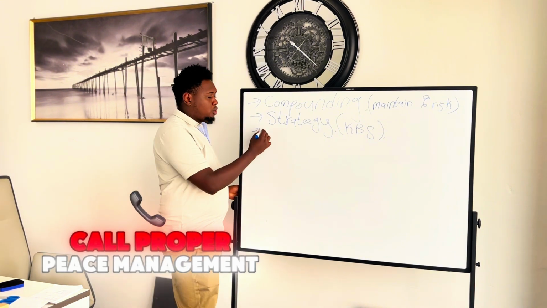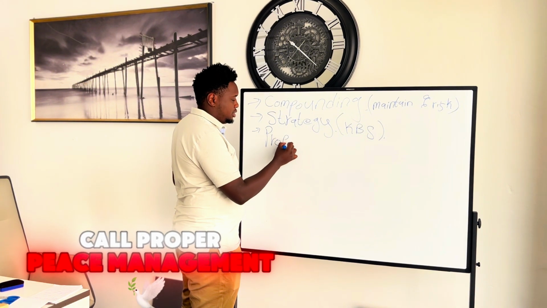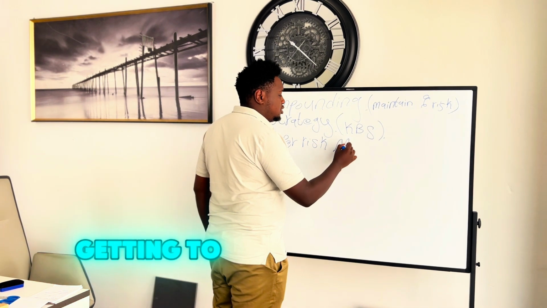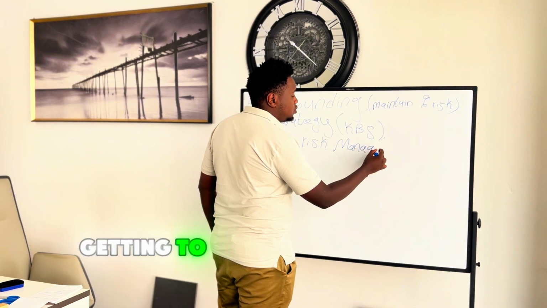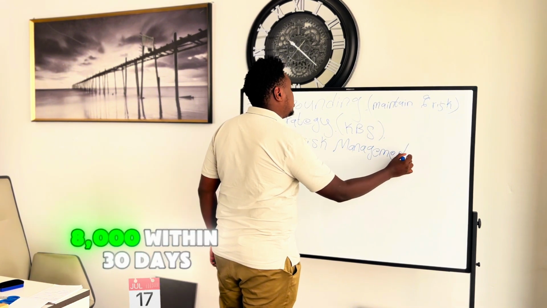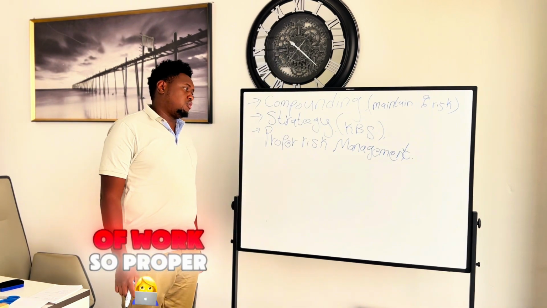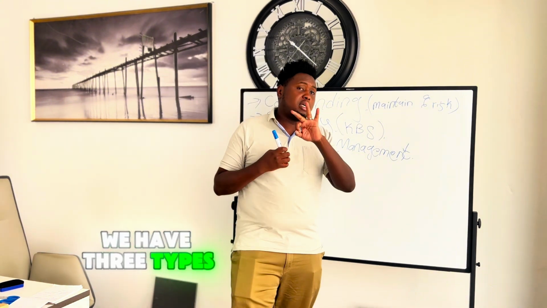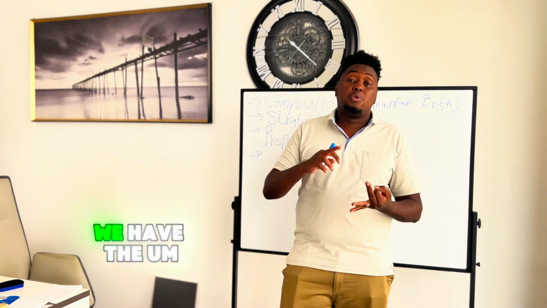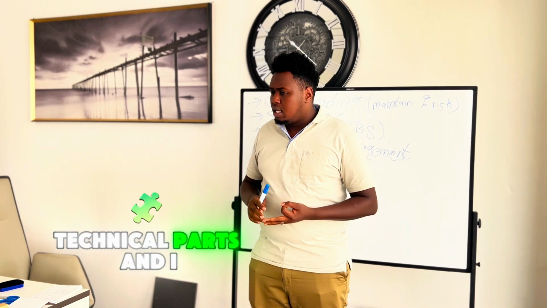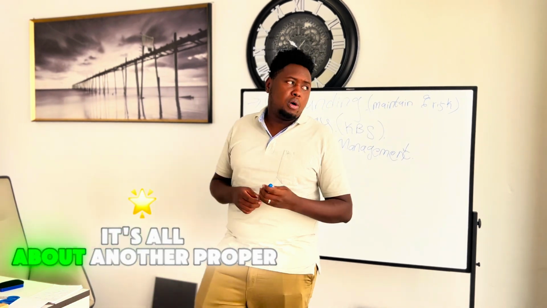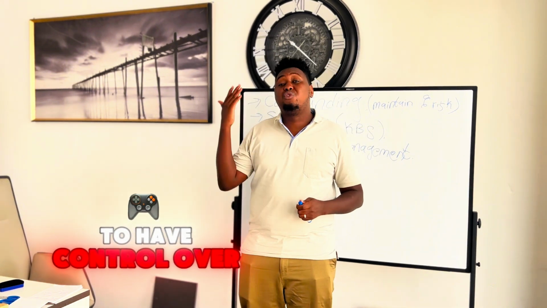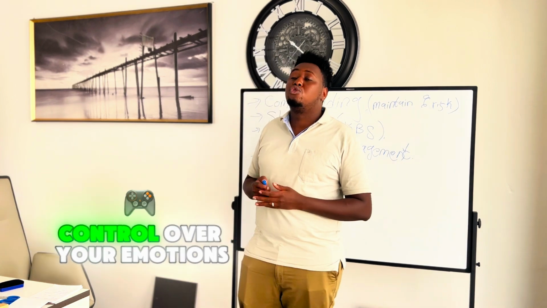We need something we call proper risk management. It's good you take notes, guys, because getting to 8,000 within 30 days from 100 needs a lot of work. So for proper risk management, we have 3 types. We have the mental part, we have the technical part, and I don't remember the third one. But basically, with proper risk management, you're going to be trying to have control over your emotions. That's the psychological part.